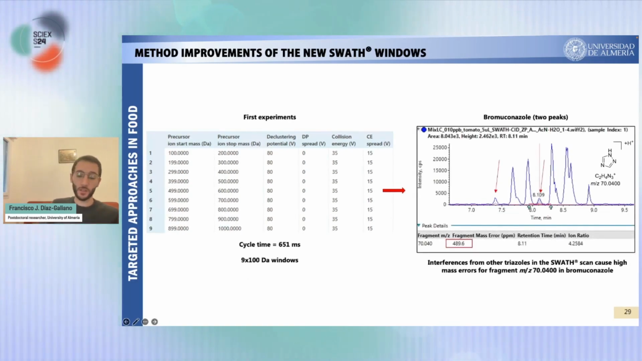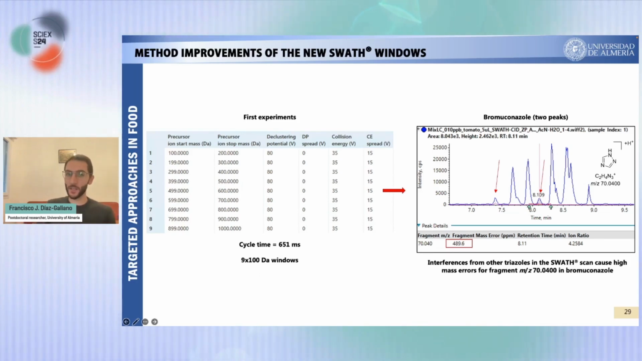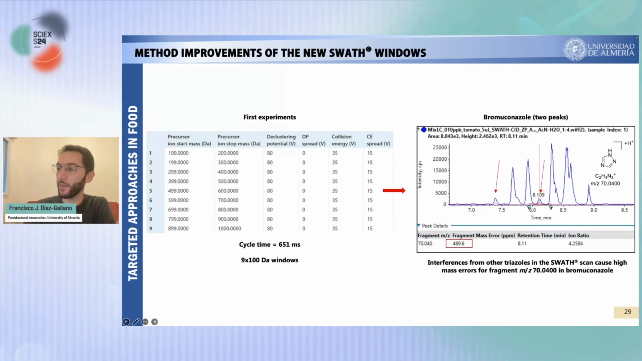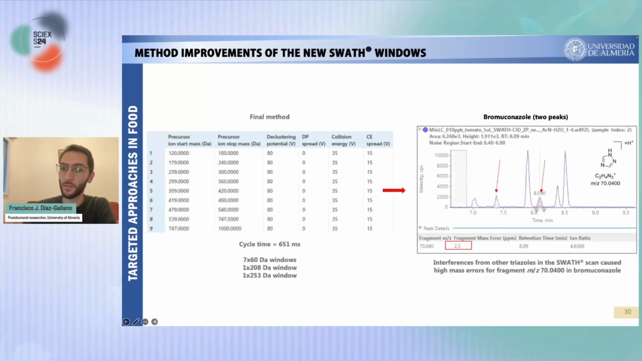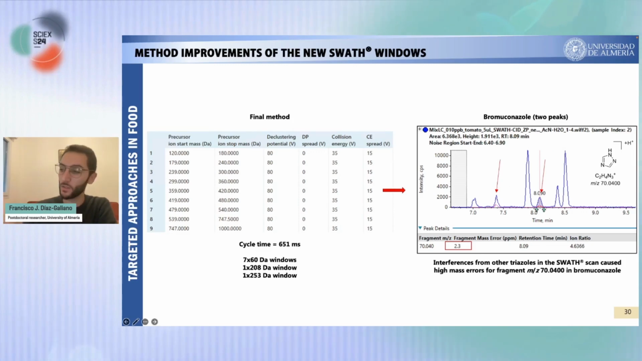Bromoconazole, which we discussed earlier in this presentation, is another clear example of how the optimization of the SWATH method can allow for better method performance. So here we can see that we have an interference that is giving rise to a 500 ppm mass error. But now with the new SWATH windows, we're removing these interferences and we're reducing the error from 500 to 2.3 ppm.